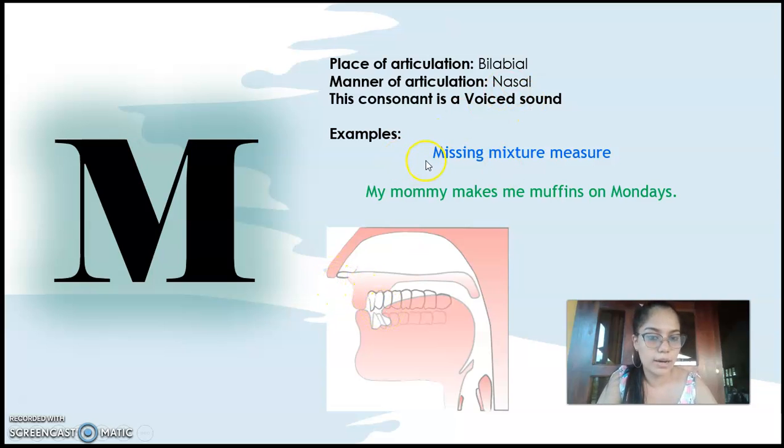Okay, so an example: missing, mixture, mixer. So the pronunciation of this consonant is mm. The sound comes out of the nose. Another example could be: my mommy makes me muffins on Mondays. Always when we pronounce M, we use both lips and we close them. So, my mommy makes me muffins on Mondays.